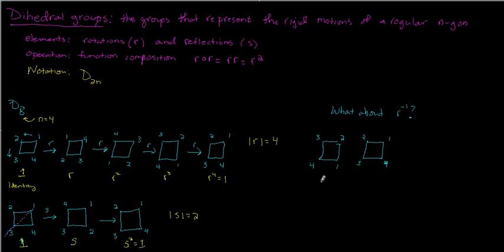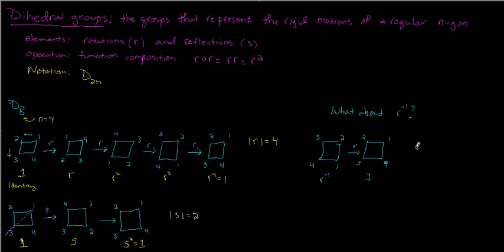So this is our inverse, and notice if you hit that with R, you rotate clockwise, you get back to the identity. The other way to think about it is if you're going back this way, if you start with this square, you can rotate clockwise to get back to the inverse. Some things to notice here: R inverse is the same as R cubed.